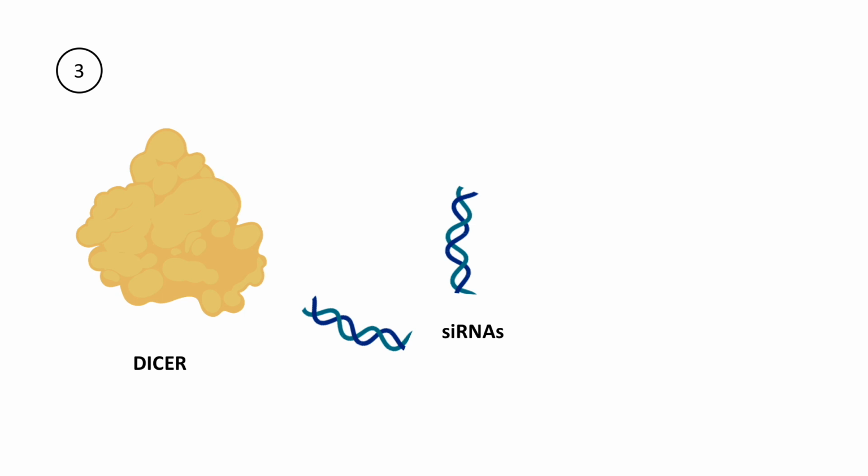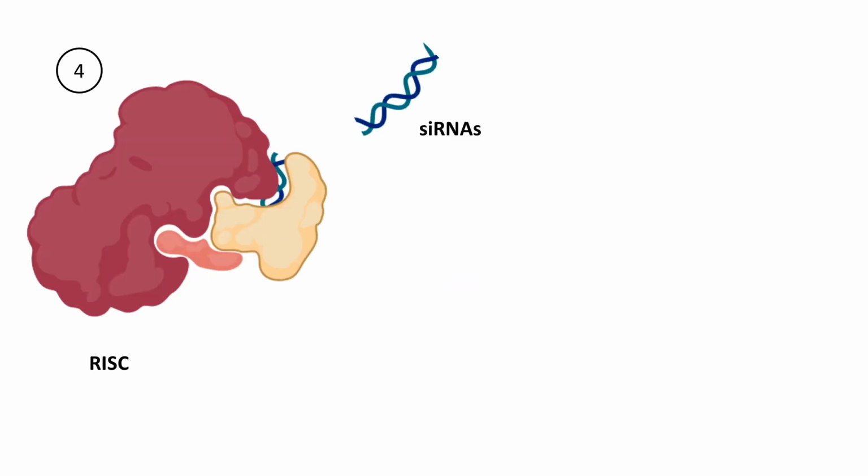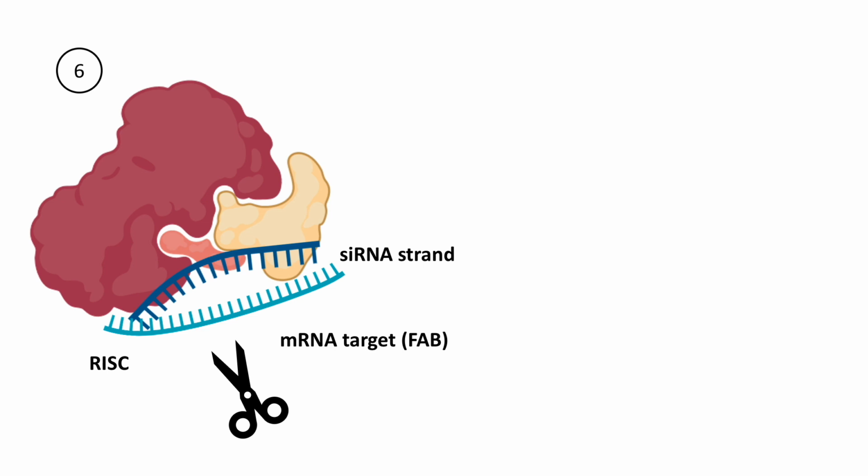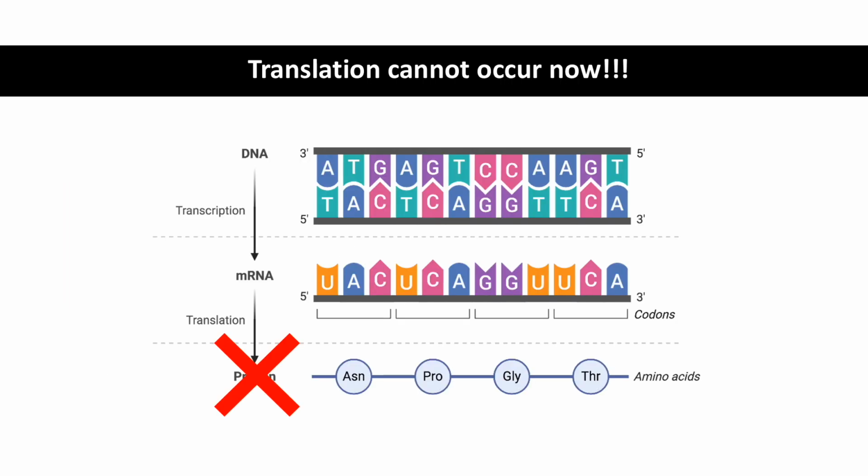Our siRNA will then separate into two strands, and the antisense strand binds to the RNA-induced silencing complex, or RISC. And now, siRNAs and the RISC complex bind to target homologous mRNA. The target mRNA, in our case FAB, gets cleaved and can no longer be translated, so we have knocked down or reduced expression of this gene.